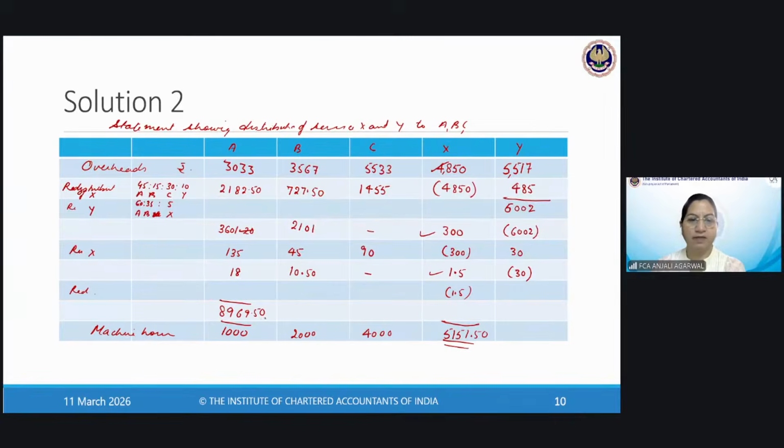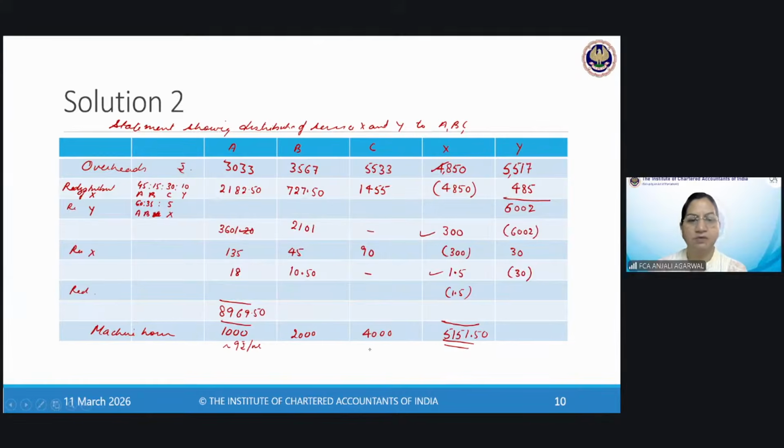So 8,969.50 will be divided by 1,000. We'll say that the machine hour rate for department A is 8.969, or almost 9 rupees per hour. Similarly for B and C.